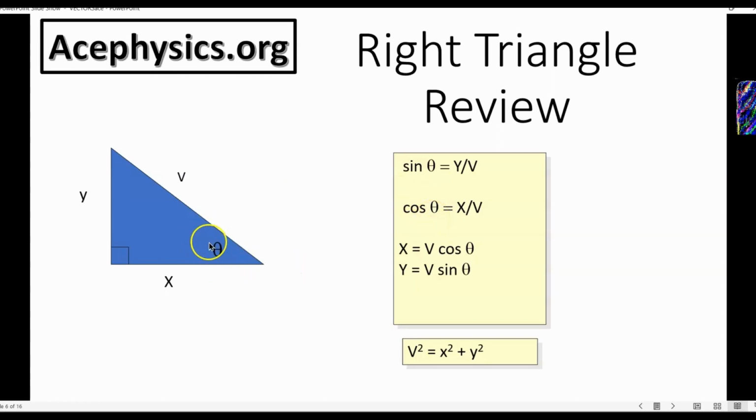So adjacent to the angle theta is x. Cosine of theta is x over v. This tells us that x is equal to v cosine of theta. y is equal to v sine of theta. And then there's the Pythagorean theorem, which comes up quite often, which is v squared equals x squared plus y squared. The magnitude of the hypotenuse squared is equal to the sum of the squares of both sides of the triangle.